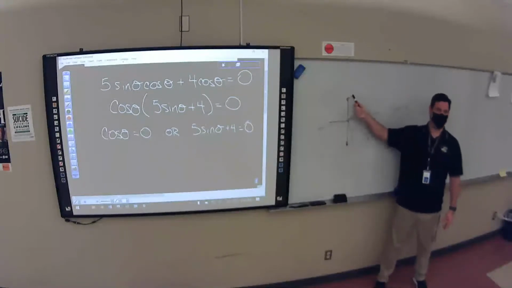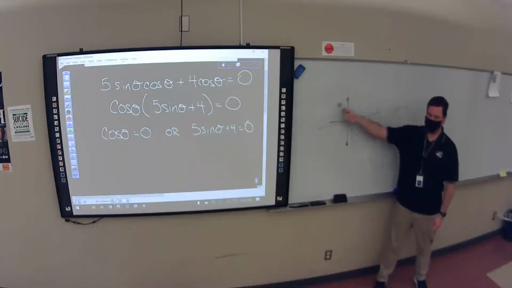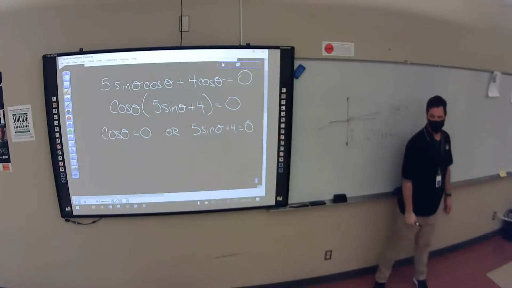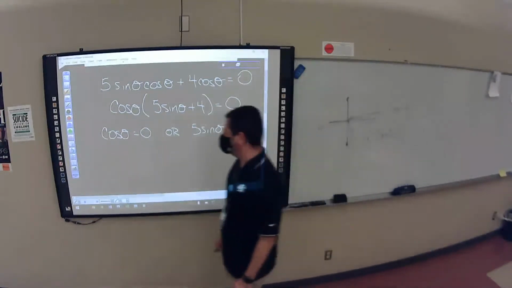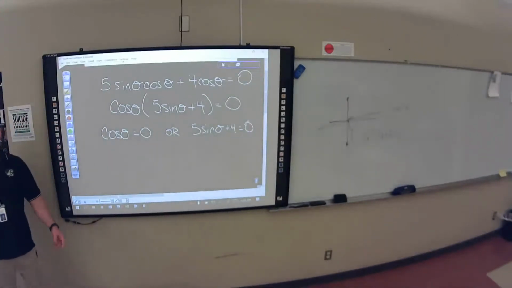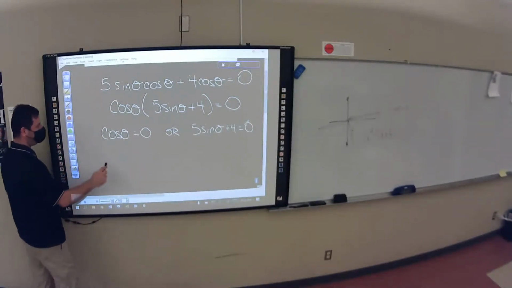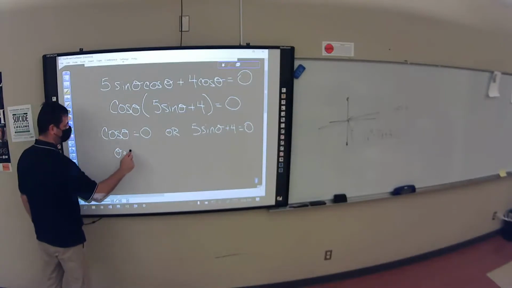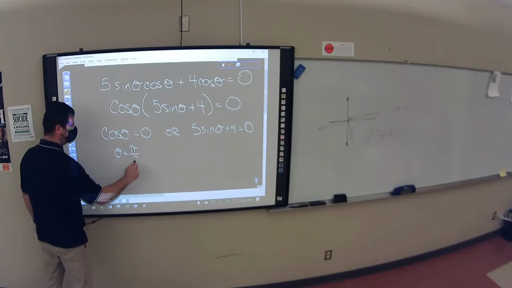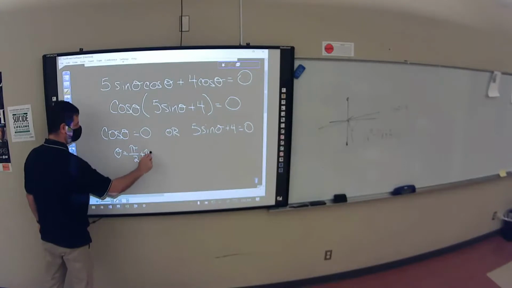But if you want to list this one and add a 2 pi k, and then list this one and add a 2 pi k, you're not wrong. You just won't see it that way. So don't think, oh my gosh, how do I know which one? You're not wrong. You can list all of them if you want to. You're just wasting lead. So theta equals pi over 2 plus pi k.